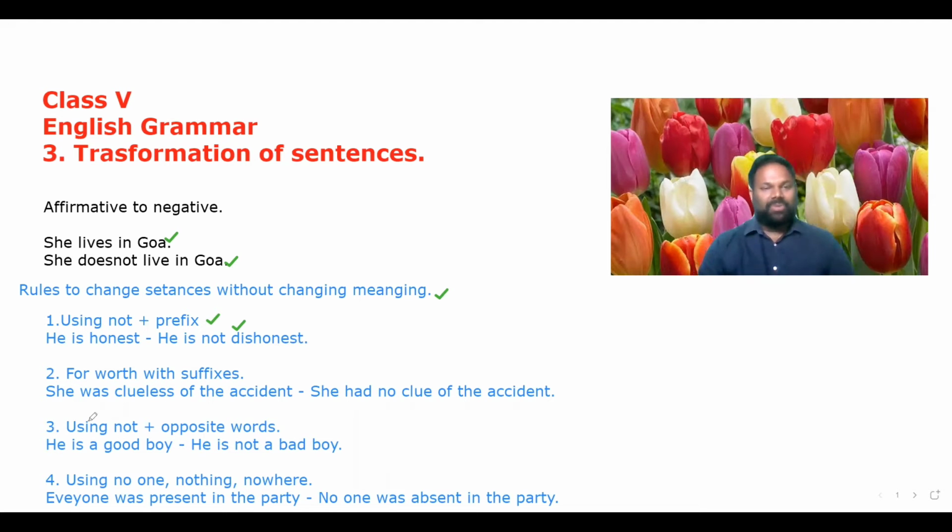Okay. Now, if there is a word with the suffix, she was clueless of the accident. Clueless means she had no idea about the accident. Okay, she had no clue of the accident. So what you have to do is remove the suffix. It is already negative, so when you remove less, it becomes a positive word. And when no is added, the meaning remains the same. Okay. Now the next rule is using not and opposite word.